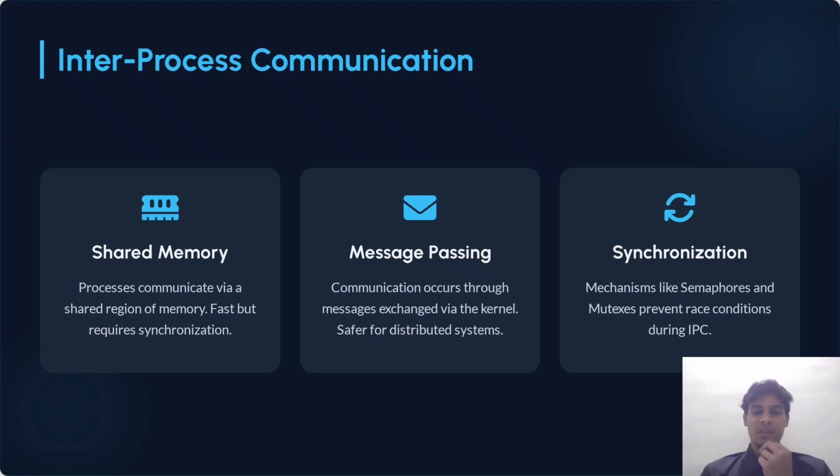The second one is message passing. In message passing, communication occurs through messages exchanged via the kernel, which is safer for distributed systems. And last is synchronization. Synchronization mechanisms like semaphores and mutexes prevent race conditions during IPC.